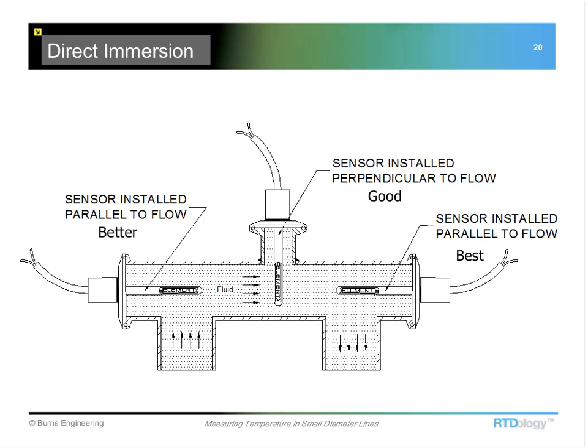The better location would be to have the fluid coming directly up the tip of the sensor. That way we get a lot of good washout back here in this stagnant portion of the tee. And we can run this sensor down the run of the pipe with sufficient immersion so that we get a good accurate measurement and minimize the effects of stem conduction.